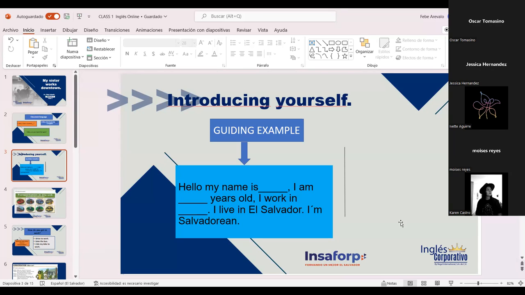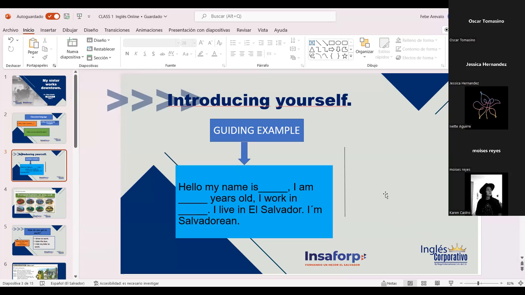Good night. Hello. My name is Yvette Aguirre. I am 43 years old. I work as an accountant. I live in San Salvador. I am Salvadorian. Great, excellent, thank you.